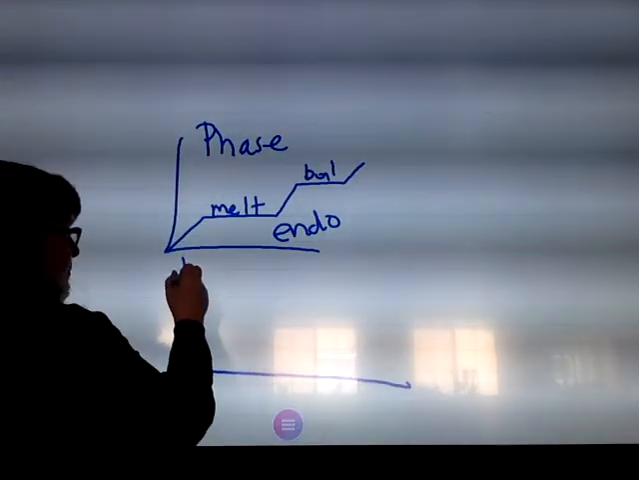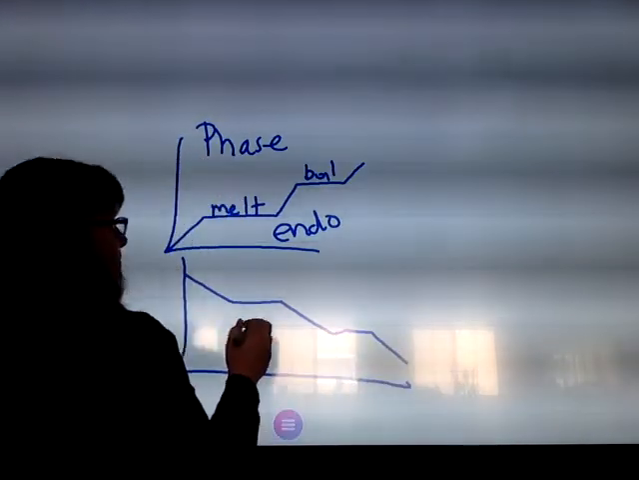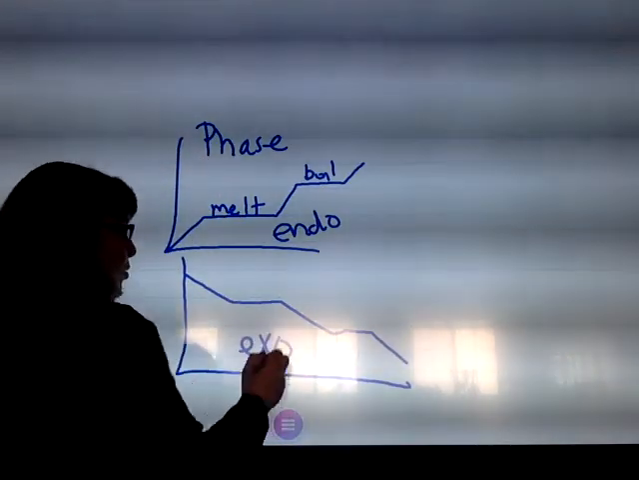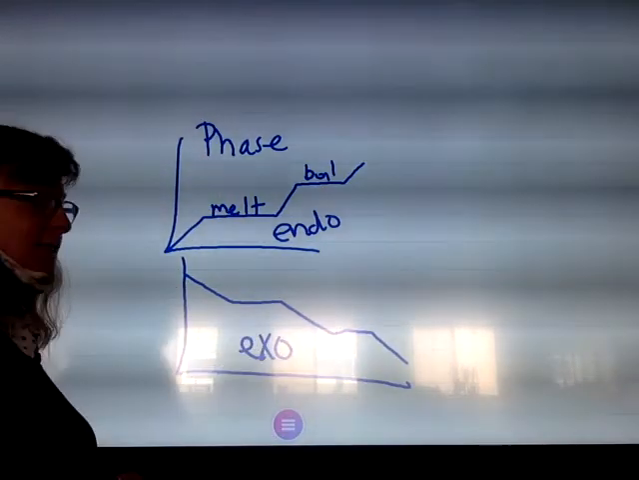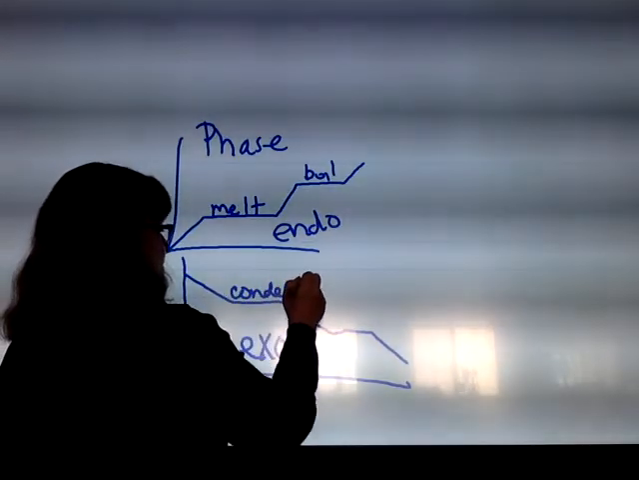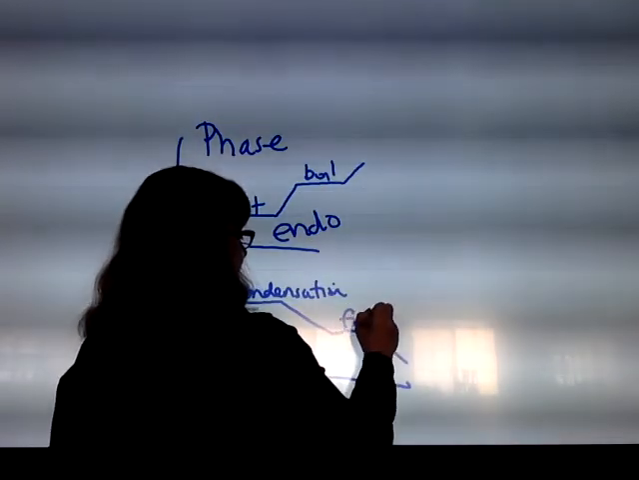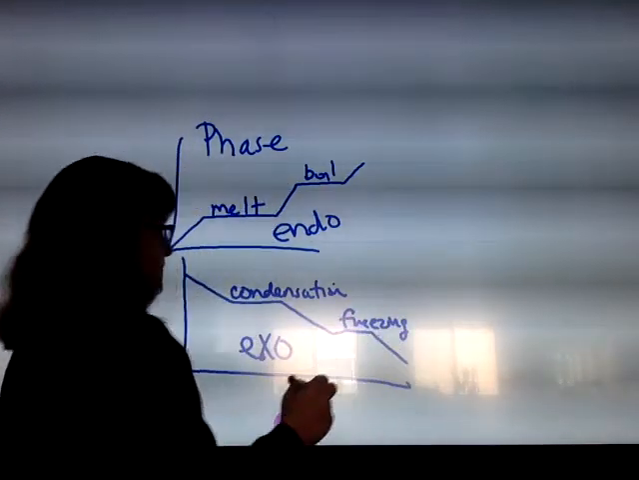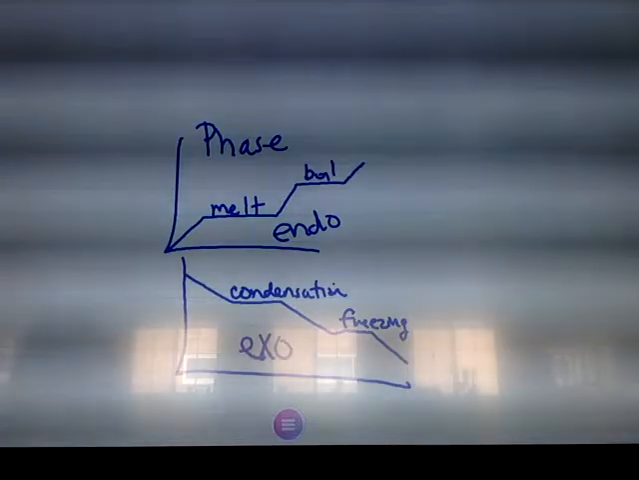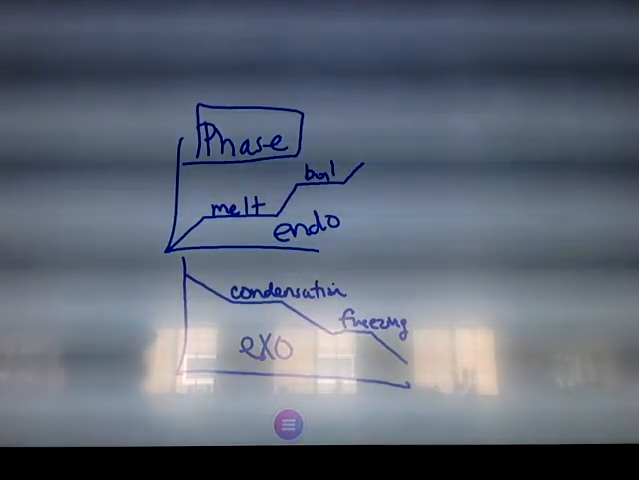And I can also have the opposite, a cooling curve. There we go. This will be exothermic. Overall heat is leaving the system. And this would be for condensation and freezing or solidification. Okay. So these would be phase changes. We know phase changes are physical changes.